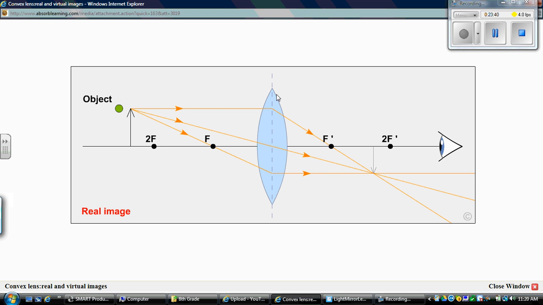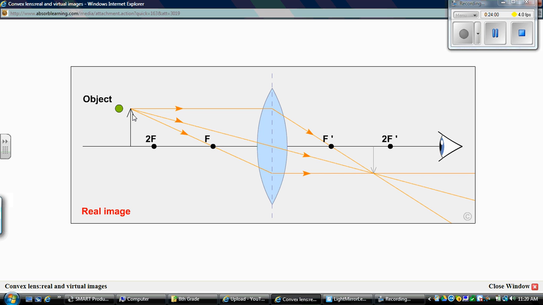Now notice, with the lens, you have to draw a line down the center of the lens because that's where the light ray refracts. It doesn't refract here. It refracts at the center of the lens. So when you draw that incoming ray parallel, you've got to go to the center of the lens, then refract it out through the focal point.